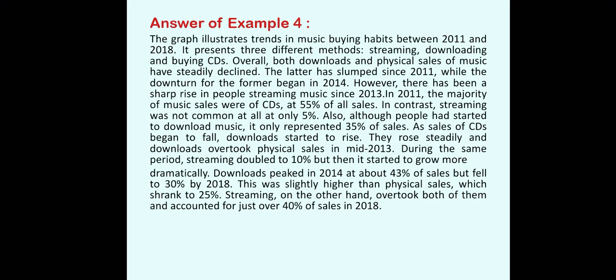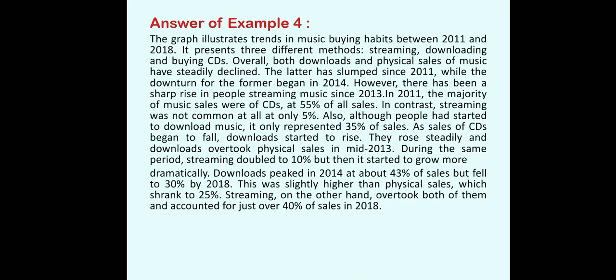The graph illustrates trends in music buying habits between 2011 and 2018. It represents three different methods: streaming, downloading, and buying CDs. Overall, both downloads and physical sales of music have steadily declined. The latter has slumped since 2011, while the downturn for the former began in 2014. However, there has been a sharp rise in people streaming music since 2013.